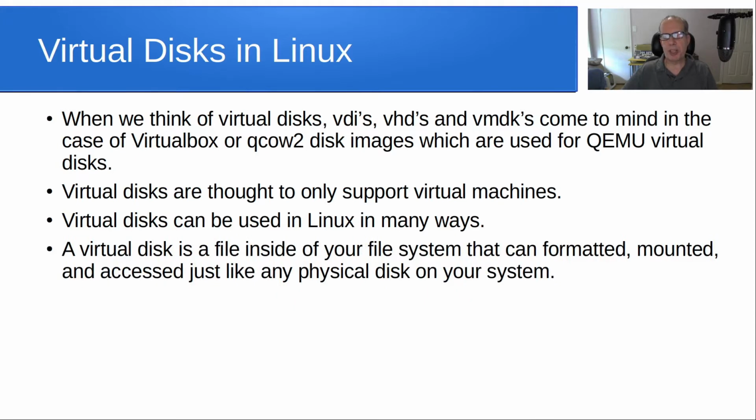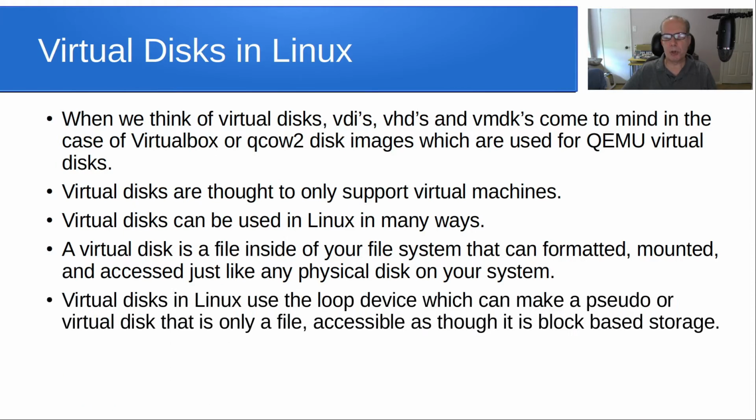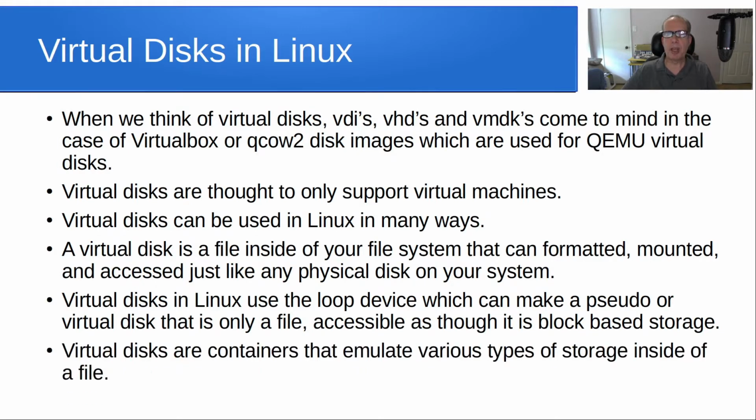A virtual disk is a file inside of your file system that can be formatted, mounted, and accessed just like any physical disk on your system. Virtual disks in Linux use the loop device, which can make a pseudo or virtual disk that is only a file accessible as though it is fully fledged block-based storage. Virtual disks are containers that emulate various types of storage inside of a file.